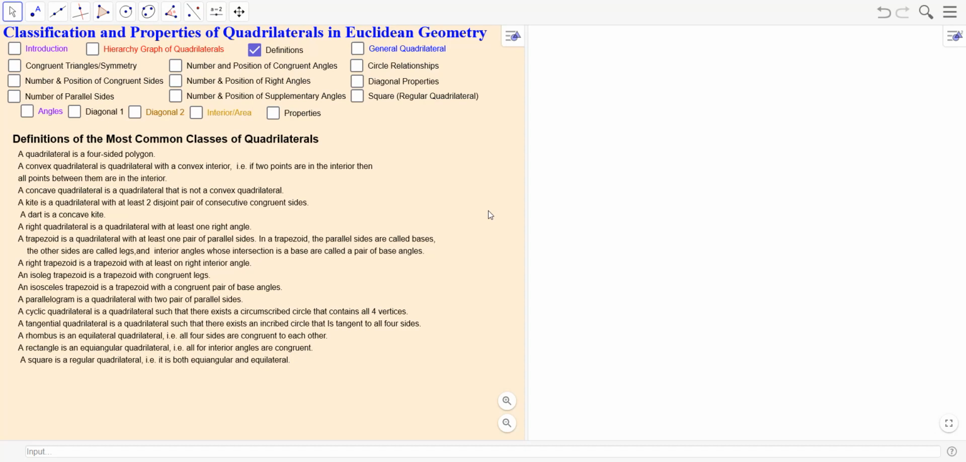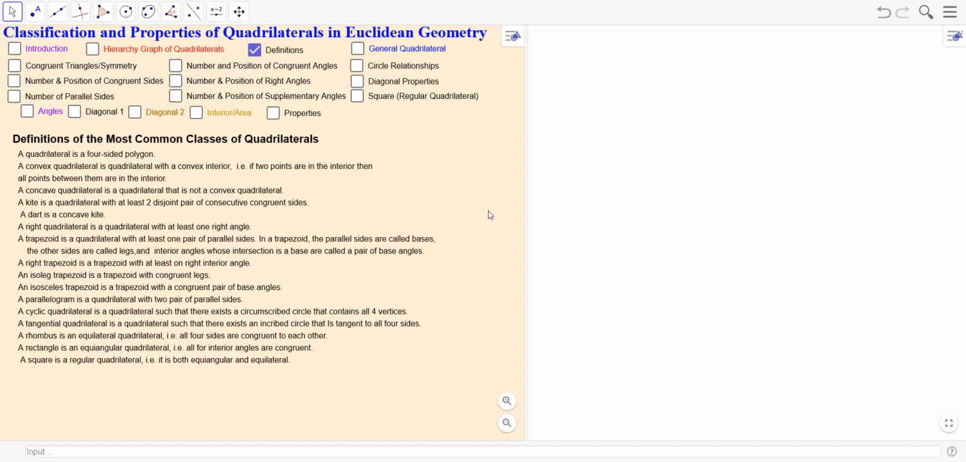A cyclic quadrilateral is a quadrilateral such that there exists a circumscribed circle that contains all 4 vertices. More generally, a cyclic polygon is a polygon that admits a circumscribed circle containing all the vertices. A tangential quadrilateral, my word, is a quadrilateral such that there exists an inscribed circle that is tangent to all four sides. And again, we could have a tangential polygon in the same idea.